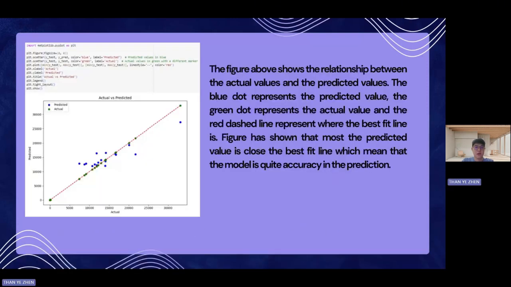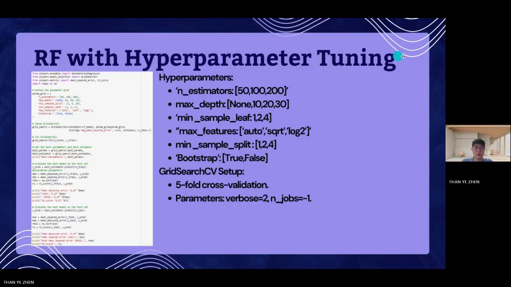And here is a figure that shows the relationship between the actual values and predicted values. The blue dot represents the predicted values, the green dot represents the actual values, and the red dashed line represents where the best fit line is. The figure shows that most of the predicted values are close to the best fit line, which means the model is quite accurate. And here is the hyperparameter tuning for random forest.